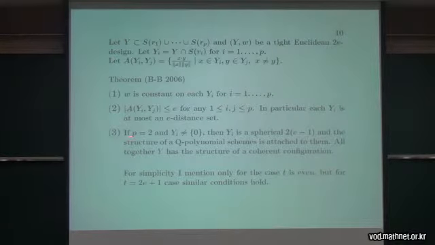If p equals 2 and this is not 0, then Y_i is a spherical (2e-1)-design, and it has the structure of Q-polynomial schemes, and altogether the whole set Y has the structure of a coherent configuration. For simplicity I mentioned only the case t even, but a similar thing is proved for the case t equal 2e plus 1.